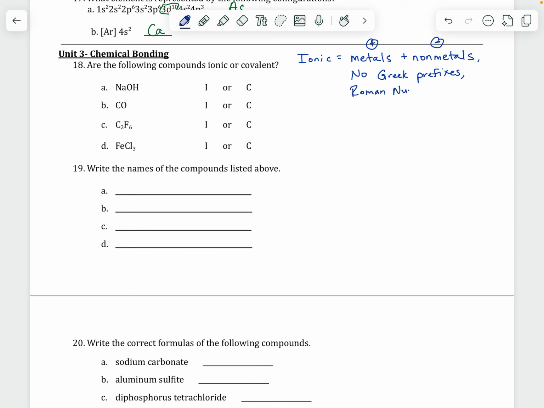Roman numerals for transition metal charges. And that's pretty much it outside of just the actual properties, which we'll get to a little bit later.